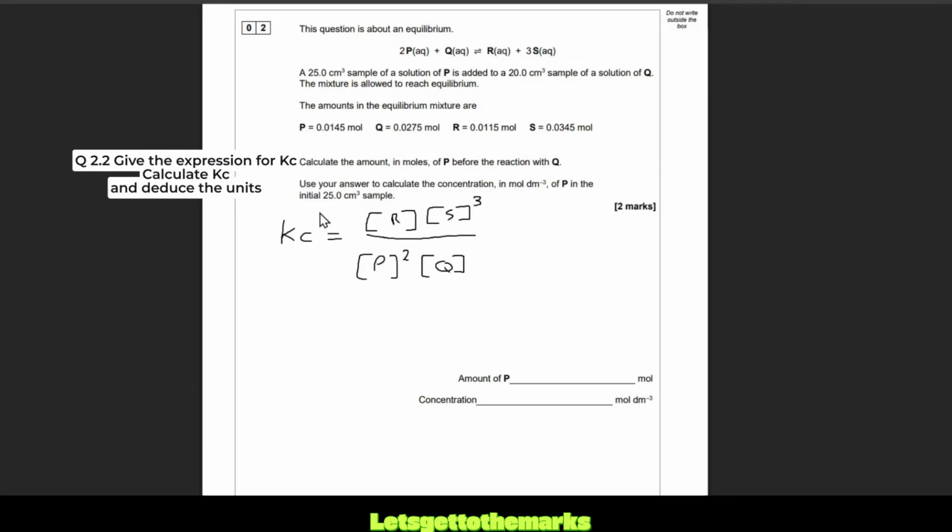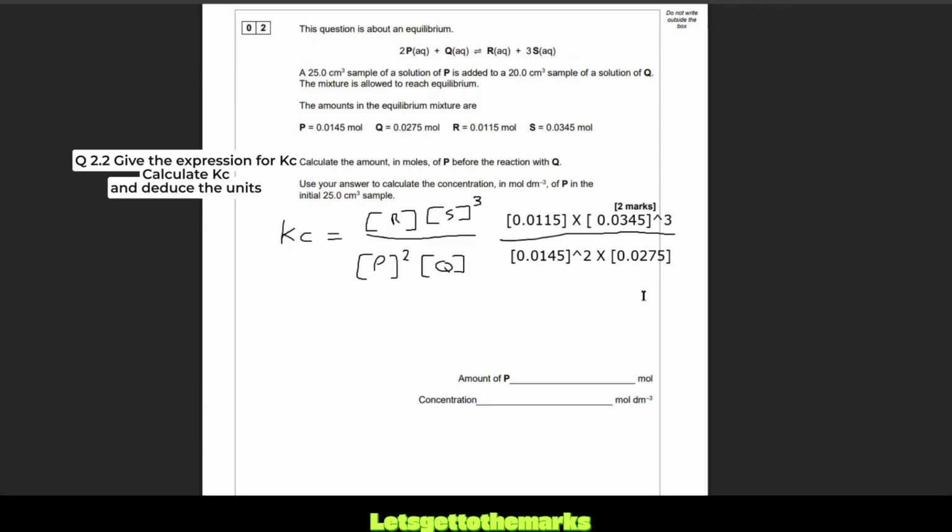And there you go. Now I just need to plug those old numbers in. Okay, so here we've got the numbers: 0.0115. Don't know why I keep adding extra noughts when I verbalize. Times 0.0345 to the power of 3 divided by 0.0145 to the power of 2 times 0.0275. Now, a lot of people will make mistakes on entering this in their calculator and they pass that up.